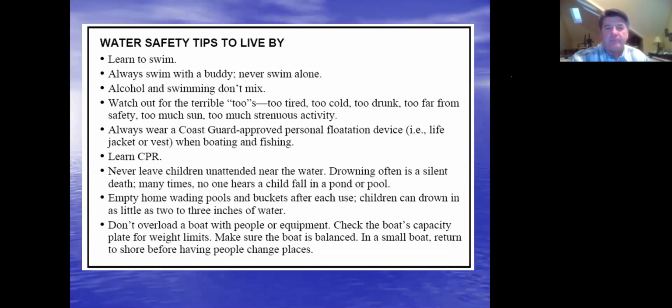Basic lessons to learn: learn to swim, always swim with a buddy. Alcohol and swimming do not mix, although as we know, people will do that. Watch out for the terrible twos. You're too tired, too cold, too drunk.